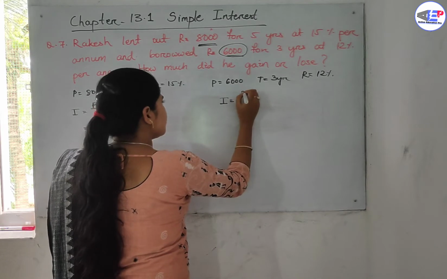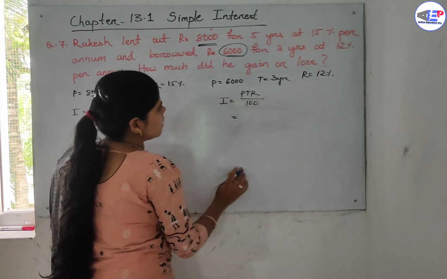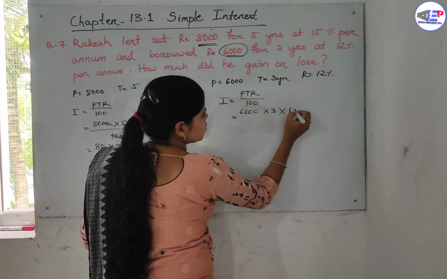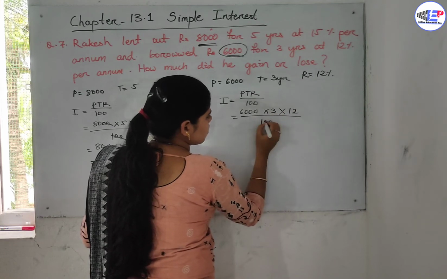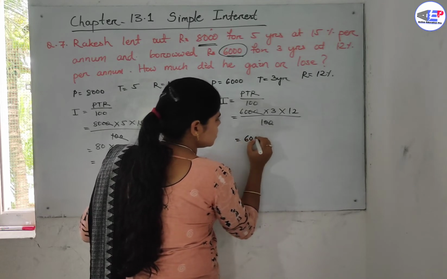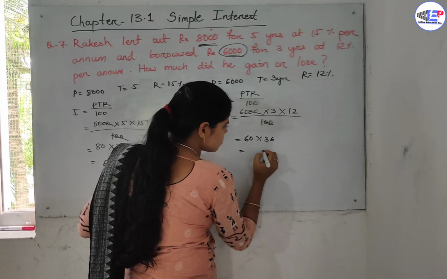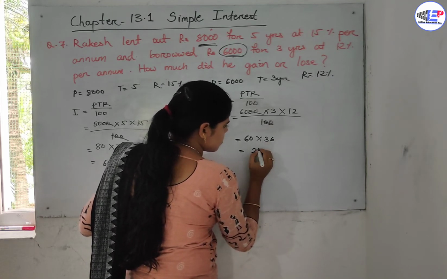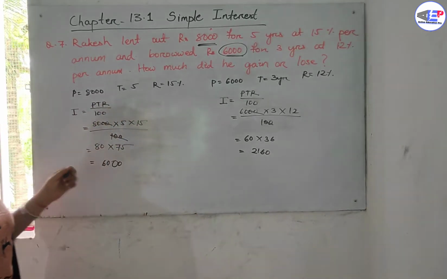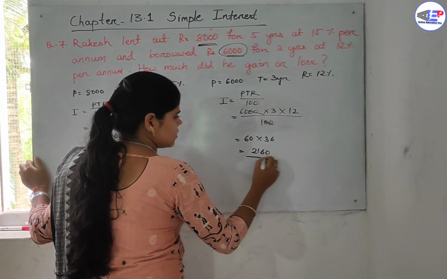I is equal to PTR upon 100. So put the values of PTR. This is 6,000 into T is 3 years into rate of interest is 12 upon 100. Now cancel this 00 from both the numerator and denominator. It will be 60 into 36. And now 2,160 rupees. He will pay this interest.